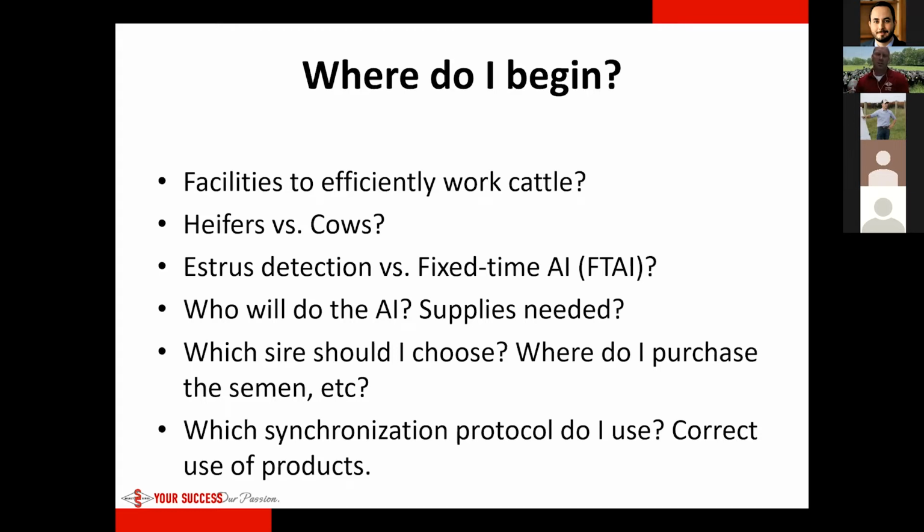Dr. Thomas just visited quite a bit about synchronization protocols, which options there are. I'm just going to touch briefly again on the products that we use to synchronize estrus in beef cattle, the products that are listed on the estrus synchronization protocol pages, and the correct use of those products.